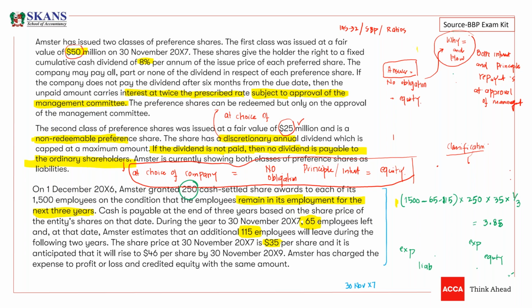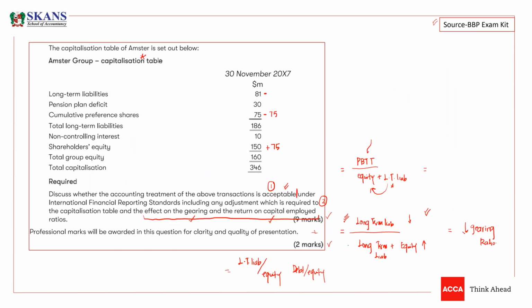So what we need to do, guys, we have to debit equity. We need to debit equity and we need to increase liability. So decrease the equity in the capitalization table. I'm going to decrease equity by 3.85 and we need to increase liability. And what is the value of liability, guys? We are going to increase liability by 3.85.